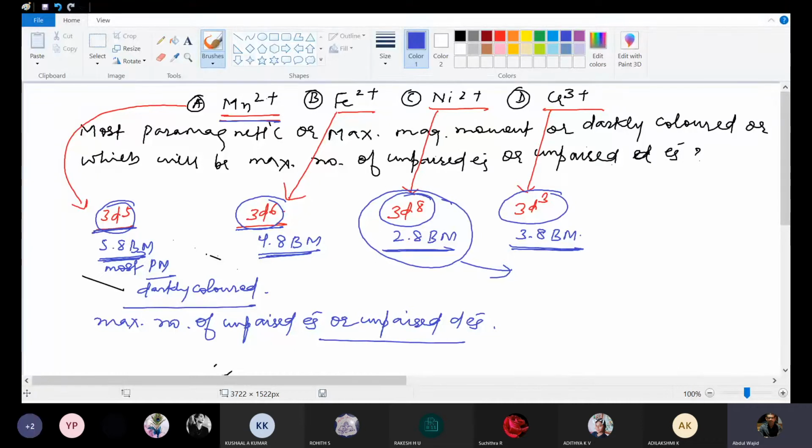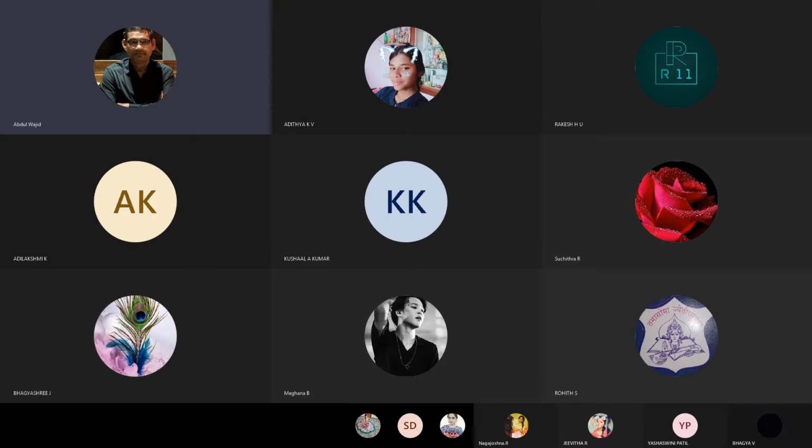So in the first A, all elements will be having NS1 configuration. In the second A, all elements will be having NS2 configuration. In the third A, all will be having NS2 NP1, NS2 NP2, NS2 NP3, NS2 NP4, NS2 NP5, NS2 NP6, like this. So all elements will be having the same configuration except exceptions. It won't be so difficult for us to manage, but you should know the periodic table, then only we can handle this. Periodic table is the most important thing.